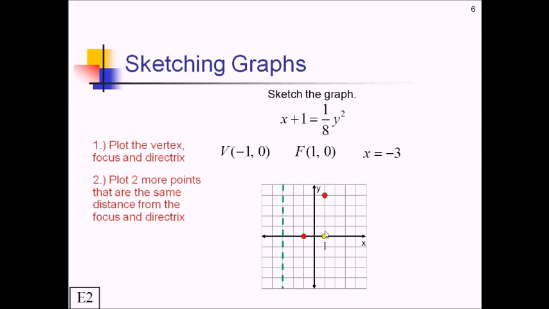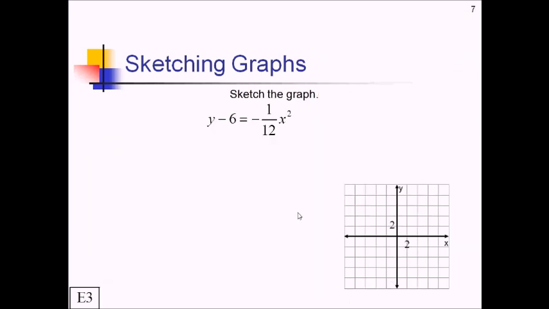There's 1 point. Let's count down 4. 1, 2, 3, 4. We're 4 units from the focus, 4 units from the directrix. Now we can just draw the parabola through those. Here's one for you to try on your own. Let's see how far you can get with this one.